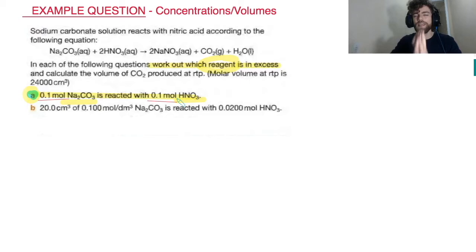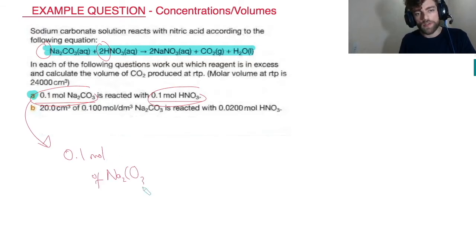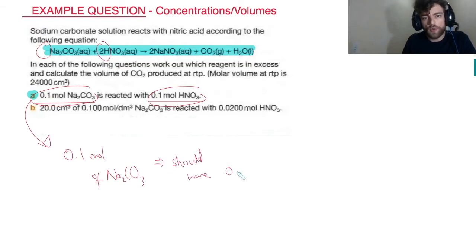Yes, there's the same amount of each, but should there have been the same amount in light of the balanced chemical equation? And the molar ratio here says there should be 1 sodium carbonate for every 2 nitric acids. So what I like to do here is say what would happen in an ideal world. In an ideal world, if I had 0.1 mole of sodium carbonate, then I would require twice as much nitric acid, and I should have 0.2 moles of nitric acid.